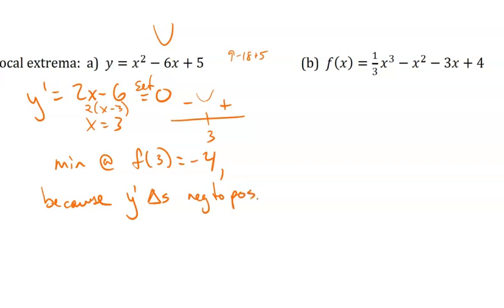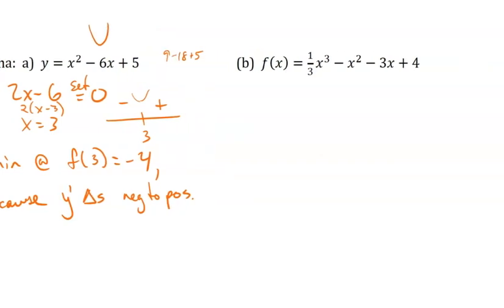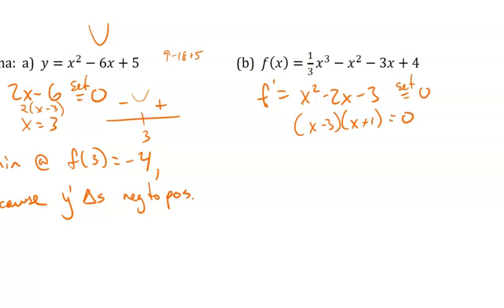All right, on this next one, let's just find the x coordinates for the extrema. We don't need to find the y values. We know how to plug numbers back in. Okay, so once again, start with our critical points. So f prime is equal to 3 times 1/3 is 1, so x squared minus 2x minus 3. Set this equal to 0. Same function as before when we factor it. So 3 and -1 are our critical points.